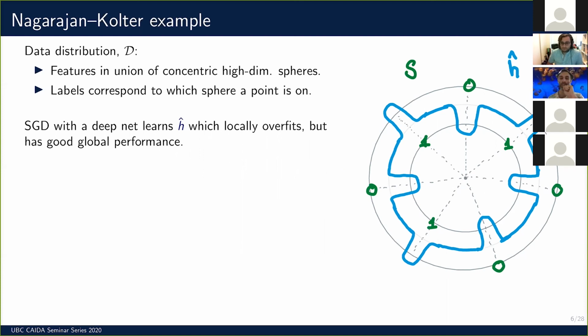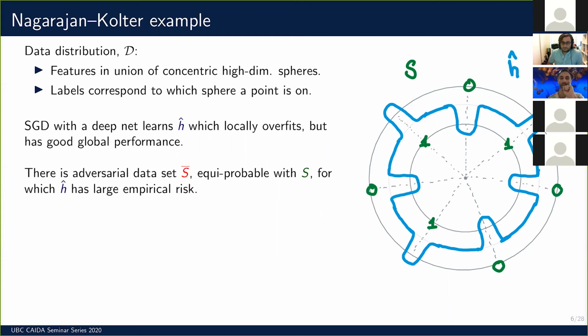You can imagine that there's a doppelganger data set, which we called S bar. It's an equiprobable, adversarial data set. All we do to obtain S bar is flip where the data point lives. Whenever the data set had a point on the outside of the sphere labeled 0, we swap it and consider the doppelganger where it's the opposite. So this data set is S bar, and while H hat does perfectly on S, H hat totally sinks on S bar. It gets every single example wrong. And this is what you find in practice.